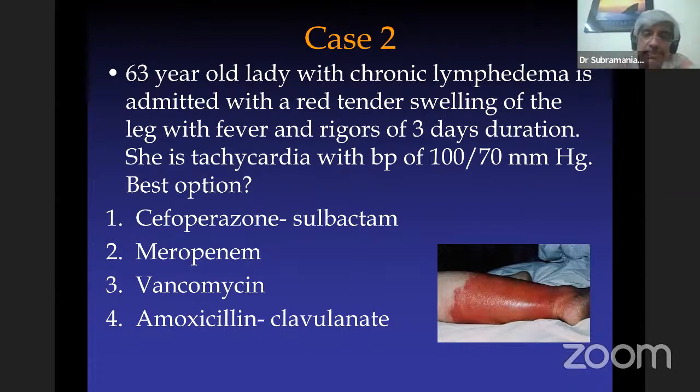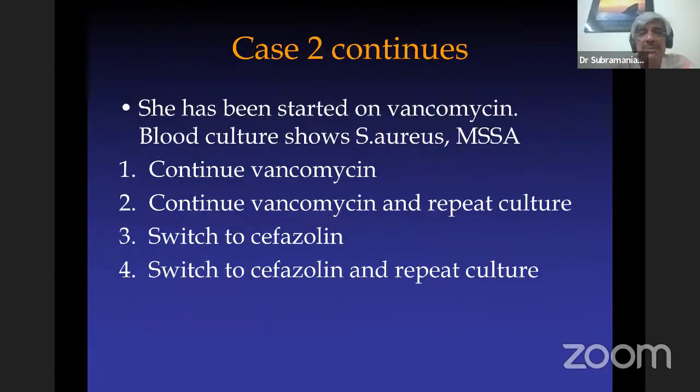But here it's the reverse. It's primarily gram-positives. So remember that the most common organisms here would be Staphylococcus and Streptococcus. So this patient was started on vancomycin and of course a gram-negative agent because the patient was in the ICU and obviously we were concerned. And the blood culture grows Staph aureus, which is methicillin-susceptible Staph aureus. So what should we do? Should we continue vancomycin? Should we continue vancomycin and repeat a culture? Should we switch to cefazolin or switch to cefazolin and repeat a culture?